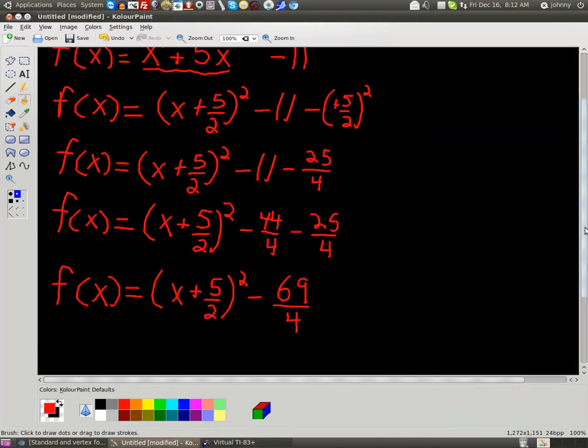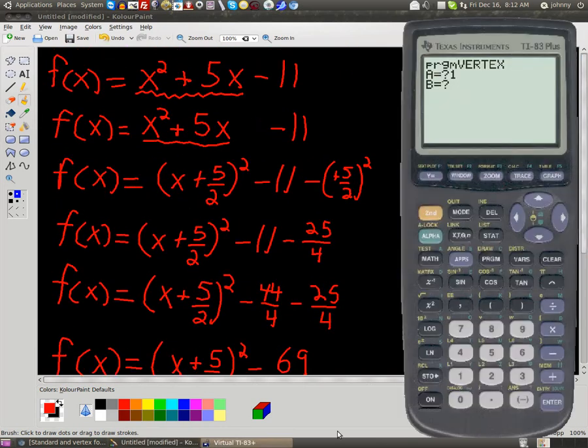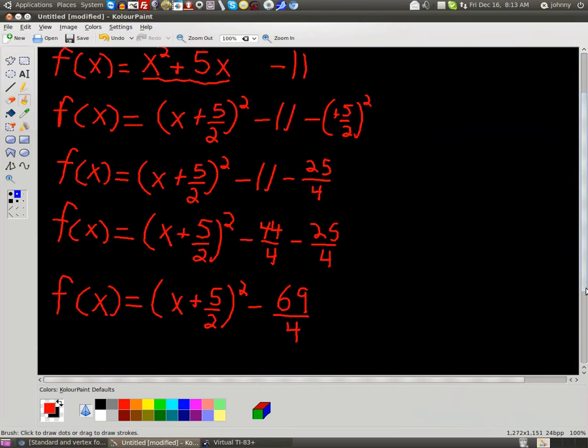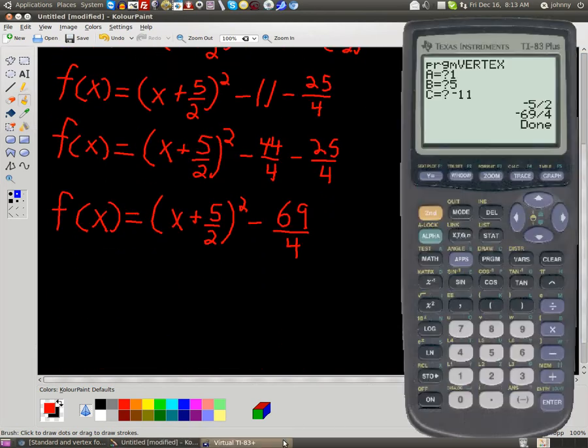Okay, in case you were wondering where I'm getting these numbers from, I'll show you. From here, 1, and then the number b is the 5 right here. And the number c is the constant that we see, which is negative 11. And notice that I get the following. Now, looking at this, you're thinking, hey, you're wrong. No. These are the points of the vertex.